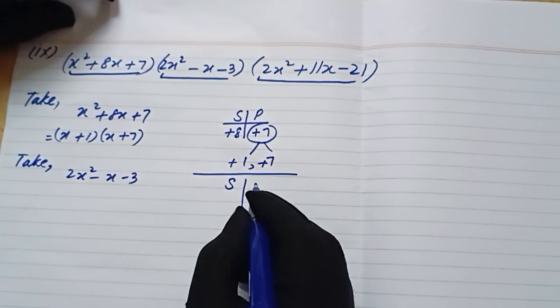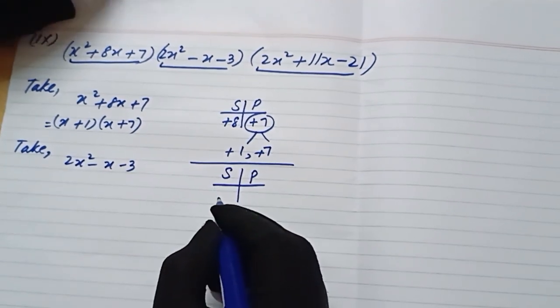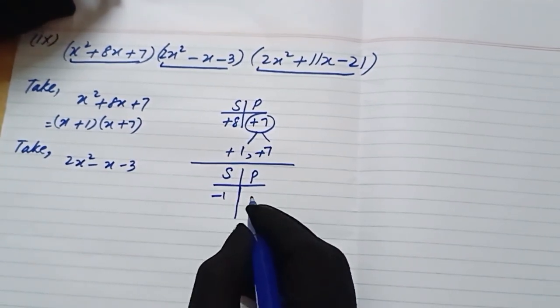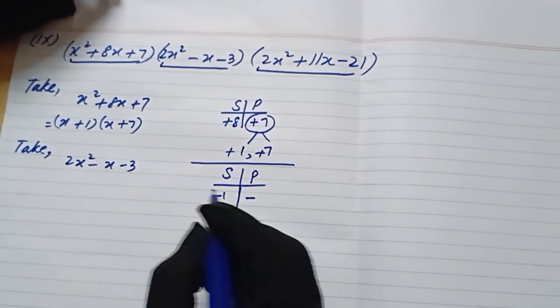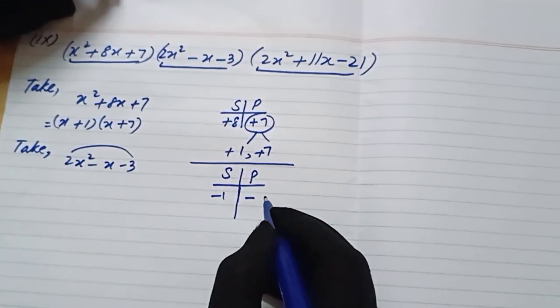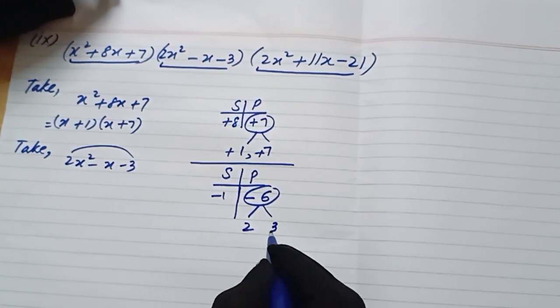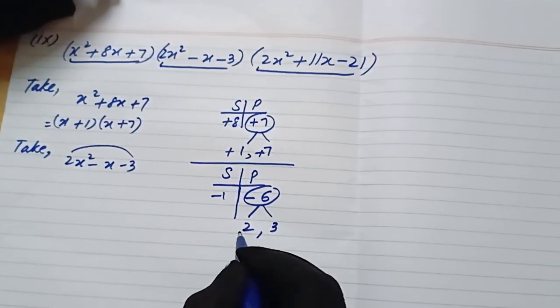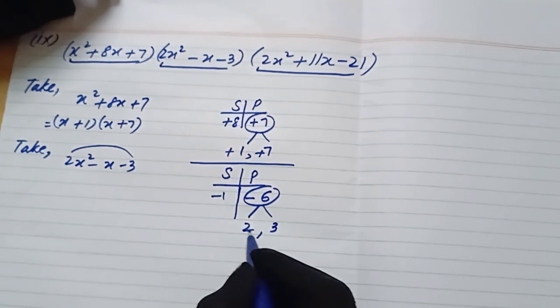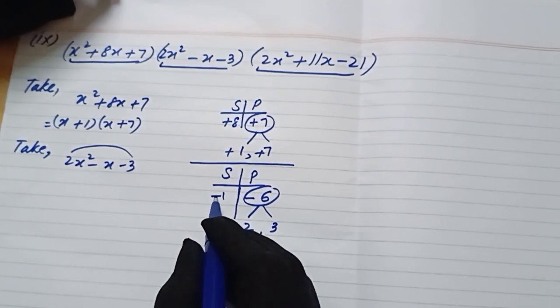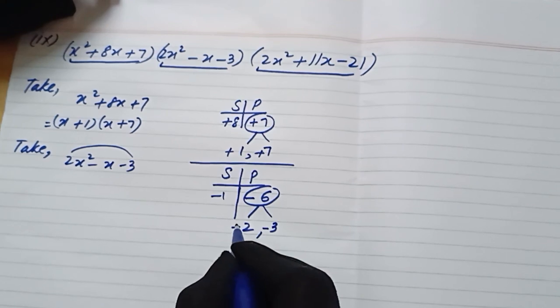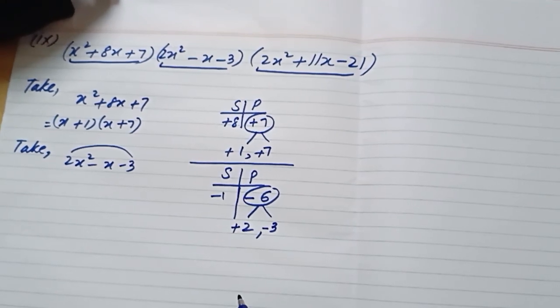Sum and product. The sum is minus 1 and the product is minus 6. Factorize, 2 threes are 6. When on addition it's not giving this, and on subtraction it is giving this number, so use this sign with the big number and the opposite sign with the small number.